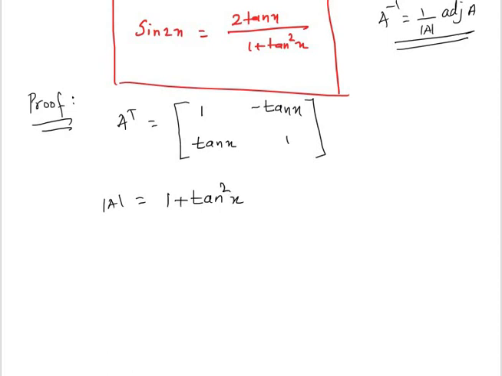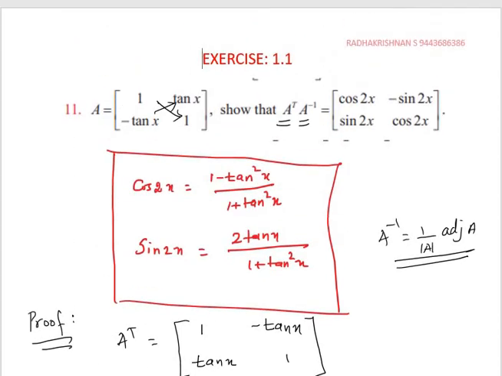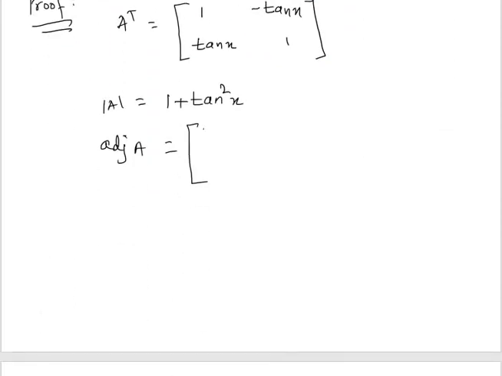And adjoint of A. What is adjoint of A? Again this also we know for a 2 by 2 matrix, we know the method to find A inverse. What do we do? We have to replace the main diagonal elements, that is, this 1 and 1 to be interchanged. 1 will come here, this 1 will go here. And for the subdiagonal elements, we have to change the sign. Understood? Therefore, if I change, what will we get? 1, minus tan x, and this is again tan x, and this is 1. After finding the adjoint of A, I got this.